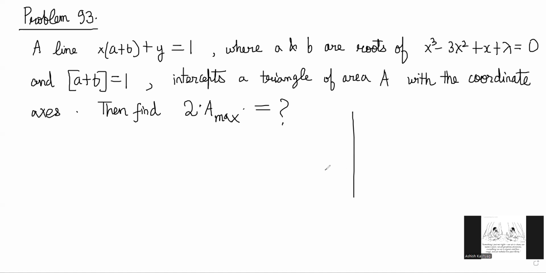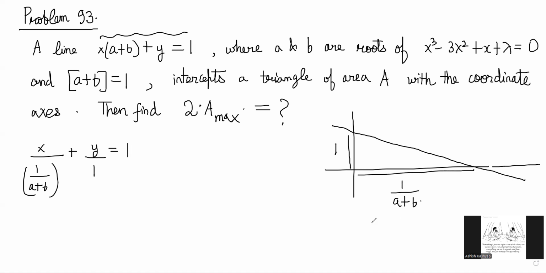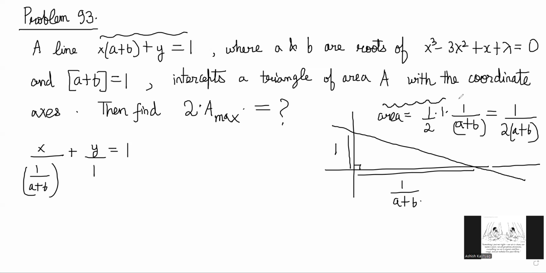So if you look at the line equation, if you imagine the line something like this, this line equation is in intercept form. We can say it is x by 1 by a plus b plus y by 1 is equal to 1. So this distance is 1, this is the y-intercept, and this distance is 1 by a plus b. And this is a right angle triangle that is intercepted with the axis. So the area of this triangle is going to be half into 1 by a plus b, right? So this is 1 by twice of a plus b. So immediately you should realize that the area of the triangle is 1 by 2 times a plus b.